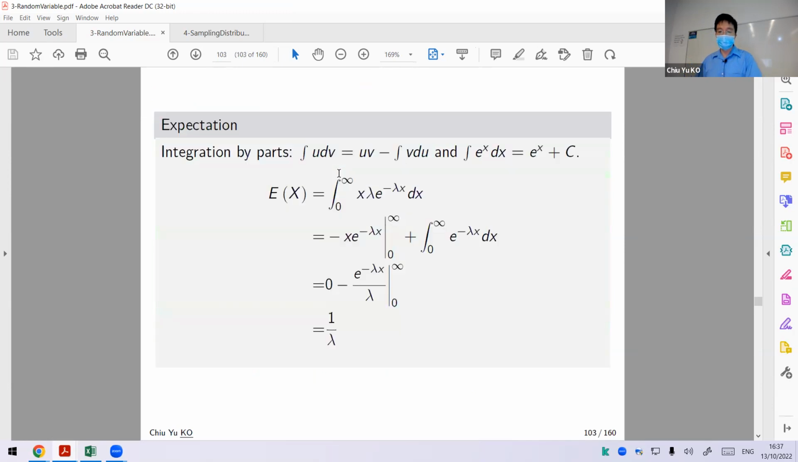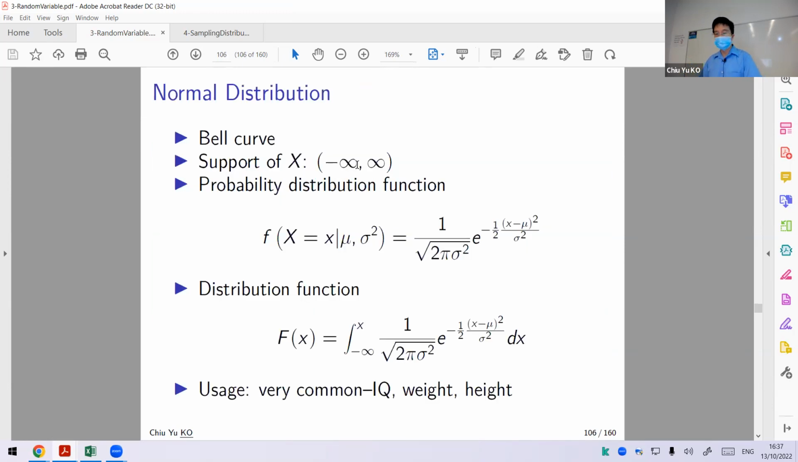The next thing is the normal. I spent a little more time talking about this because we'll be using it in the topic after this one, for all the rest of the semester. The normal distribution is a bell curve, in the sense that it is symmetric about its mean, which has a parameter mu, and its variance is sigma squared.